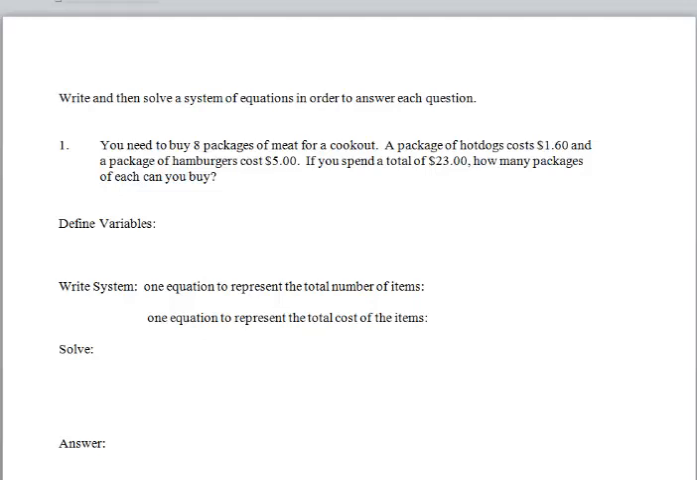The first thing we always need to do is to define our variables. So if I look back through this word problem, I'm trying to figure out what two different things am I talking about. Those two different items are going to define my variables. One type of item is the hot dogs. Those cost $1.60. We'll need to know that later. The other thing that I know is that I have hamburgers, and those cost $5. So my two items, the two things that I'm purchasing, are hot dogs and hamburgers. So those are going to define my variables.